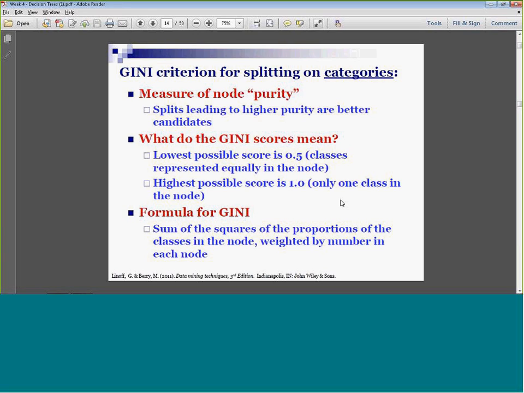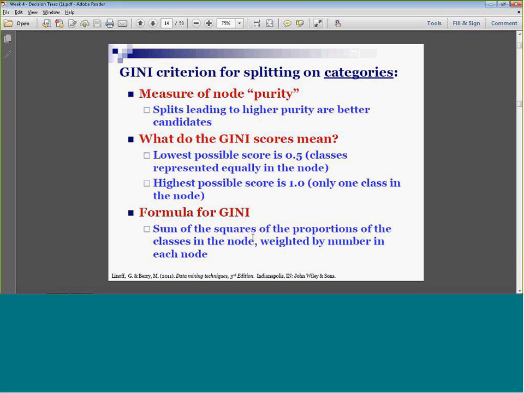But anyway, what do these Gini scores mean? You'll see how we calculate in a second, but the lowest possible score is 0.5, which means the classes, the answers, are represented equally in the node. That's bad. A high Gini score is what you want. The highest possible score is 1, where all of the circles are in one square and all of the triangles are in the other. That'd be a perfect Gini score. That's good. And so here's the formula.